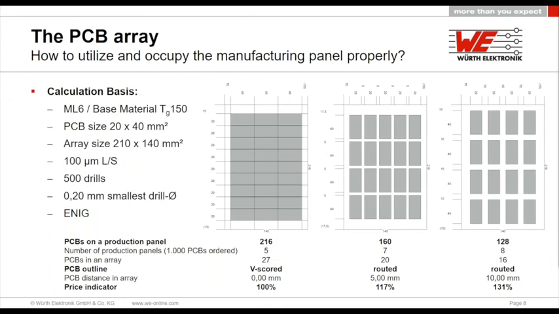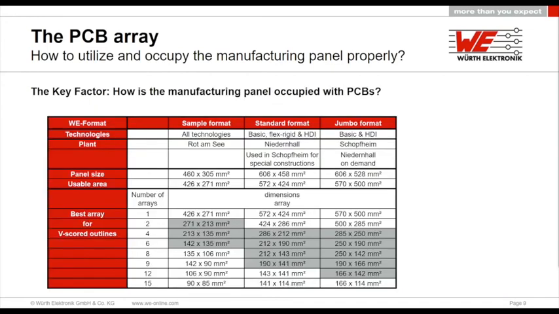The PCB itself looks the same, has the same functionality. It's still being routed, but it's still 14%. And compared to the V-scored build-up, it's 31%. So this is quite a lot of money. And this can be saved by checking this, by discussing this with us. What is possible? How can we place? How can we nest our PCBs in the delivery panel and so on?